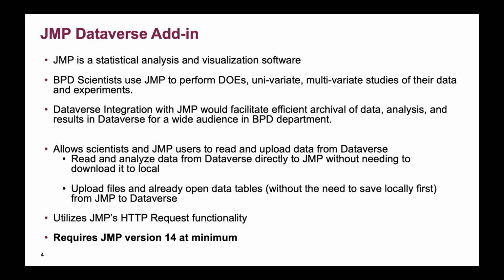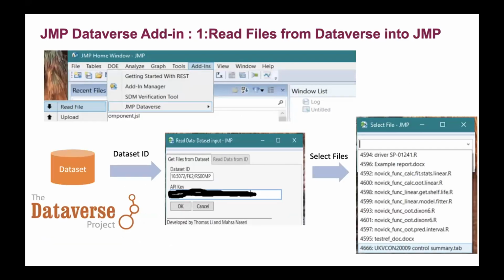The JMP version required for this integration is version 14, because from JMP version 14 the add-ins are enabled, and most of the interaction with Dataverse is done through HTTP requests and APIs. Here are just a few slides to show what this add-in looks like. Scientists can get the add-in and very quickly install it in JMP. Under the add-ins, they would see the JMP Dataverse section, which allows them to read a file from a dataset in Dataverse, or upload files, data, and analysis results into a dataset in Dataverse. For now, this is only at the dataset level, but we're expanding this in future.